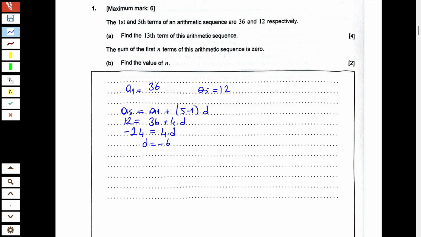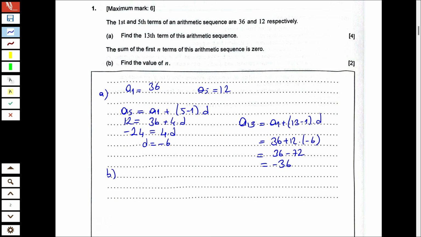And we're going to look for the 13th term. a sub 13 equals a sub 1 plus 13 minus 1 times d, right? Equals a sub 1, 36, plus 12 times minus 6. From here, we get 36 minus 72 equals minus 36.